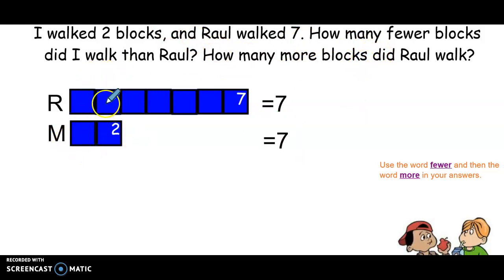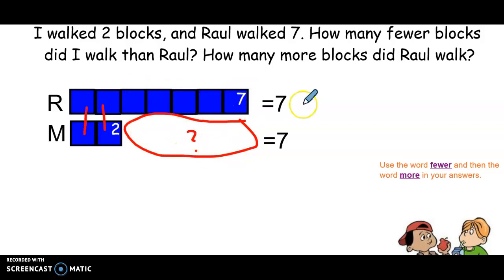So we have the same, the same. And now we have our difference. Right here's our difference. This is what on the last slide was our question mark. We're going to count 1, 2, 3, 4, 5. So I walked 5 fewer blocks than Raul, and Raul walked 5 more blocks than I did. These special words of more and fewer, we know that we're going to find our answer right here because these words mean the difference.